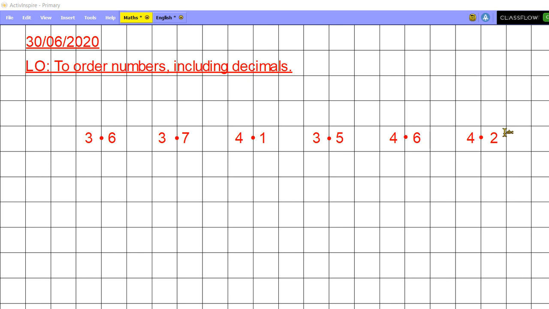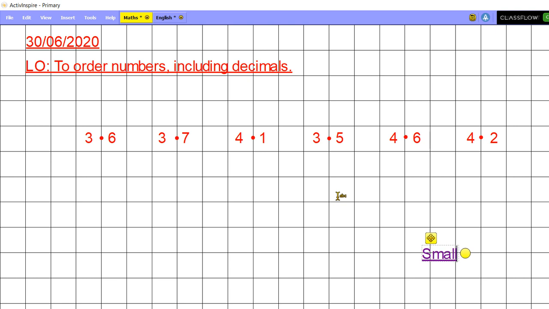Morning, Willow class. Today we are going to be having a look at ordering numbers, including decimals. Now, yesterday we did comparing them, and today we're actually going to order them. So I have put some decimals on screen, as you can see. I've just got 3.6, 3.7, 4.1, 3.5, 4.6 and 4.2.